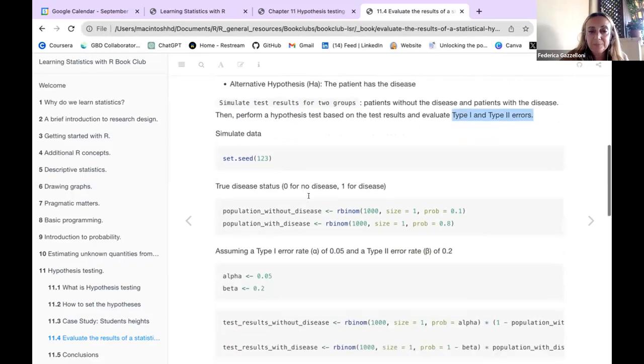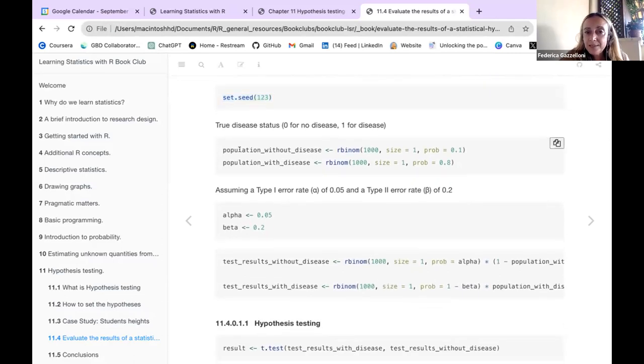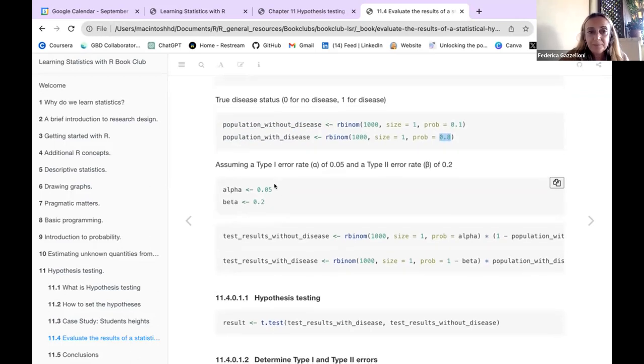As we are simulating data, we set the seed, and then we simulate a population without the disease with a probability of 10%, and a population with the disease with a probability of 80%, and then we set a threshold. So we have a type 1 error with a threshold alpha of 5%, and we have a type 2 error with a threshold beta of 20%.